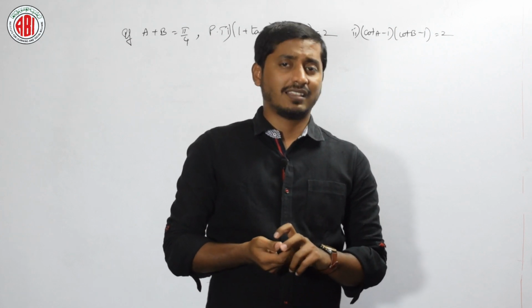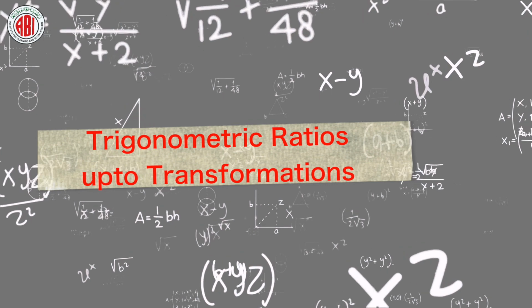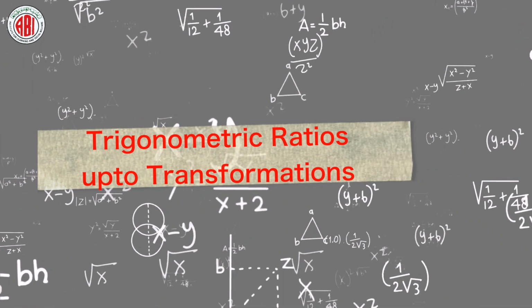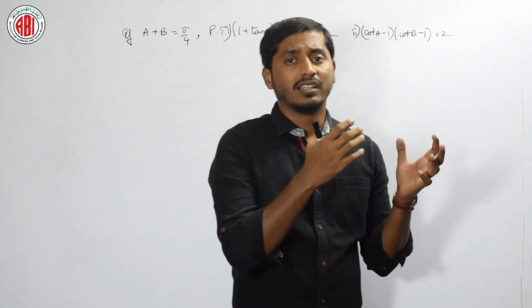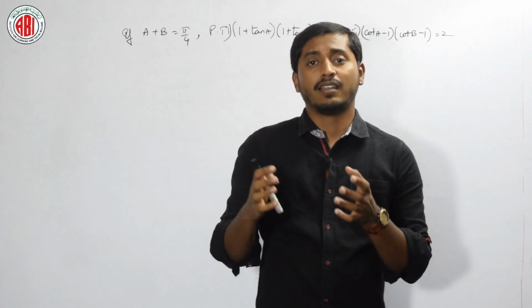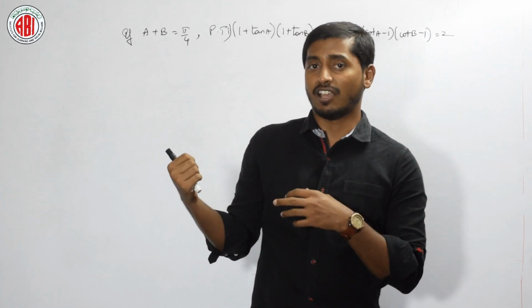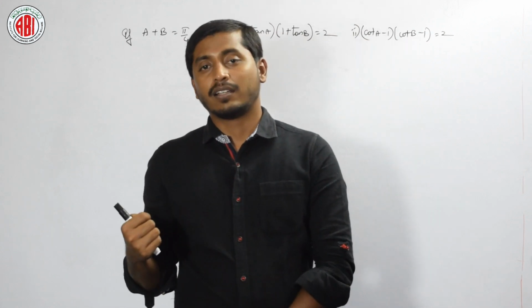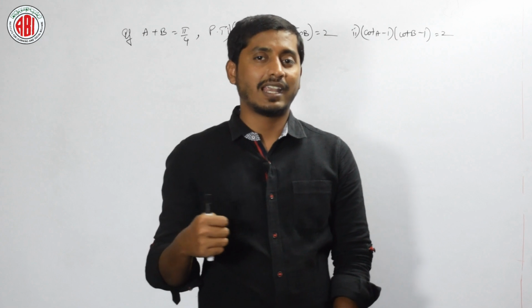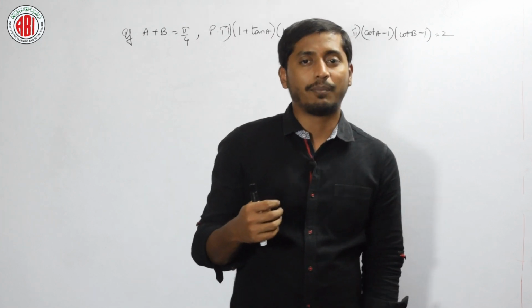We have been discussing the different concepts of trigonometry up to transformations in our previous sessions. We started with the basics of trigonometry, the definitions, then identities, and in the last session we discussed the basic formulas of compound angles. With the continuation of that, let us do a few more problems on compound angles.